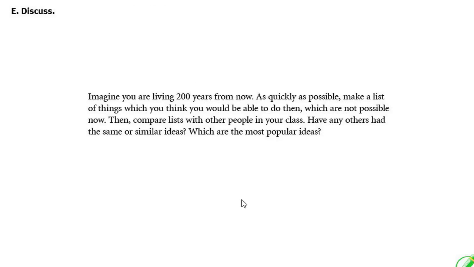E. Discuss. Imagine you are living 200 years from now. As quickly as possible, make a list of things which you think you would be able to do then, which are not possible now. Then compare lists with other people in your class. Have you any others had the same or similar ideas? Which are the most popular ideas? فكر ماذا لو عشت 200 سنة من الآن في أشياء لا تستطيع القيام بها وستقوم بها في المستقبل. قارن أفكارك بأفكار الآخرين.